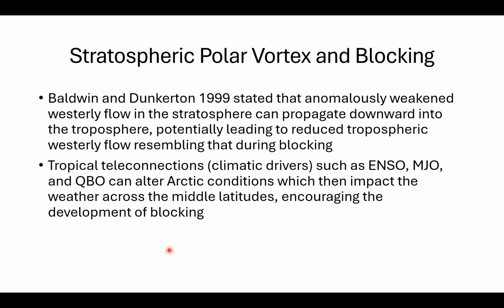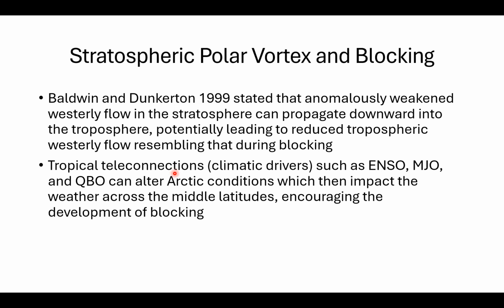Baldwin and Dunkerton in 1999, in their research, stated that anomalously weakened westerly flow in the stratosphere can actually propagate downward into the troposphere, potentially leading to reduced tropospheric westerly flow resembling that during blocking. So in the Baldwin and Dunkerton case in '99, we're basically weakening the westerly flow in the stratosphere, that second layer of the atmosphere, and then that weakening of the westerly flow extends further downward into the troposphere. And this sets up more of a weaker polar jet stream and a wavier type jet and reduced strength of the wind speeds within the jet.